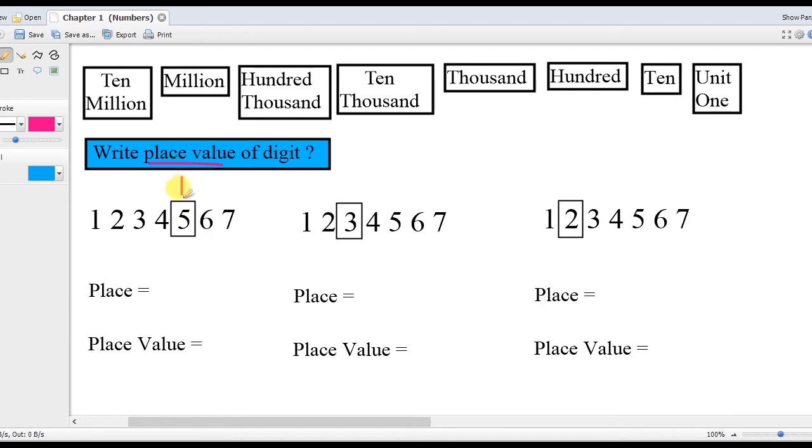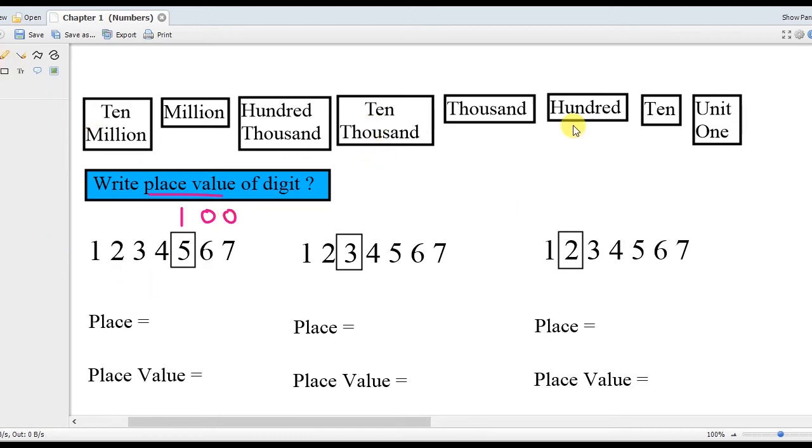Now look, how many digits are there after 5? There are two digits, which are 6 and 7. So write two zeros. What number is it? It is 100. So the place of this digit is 100, right? If you look over here, this is 1, 0, 0. What number is it making? 100, and the place of this digit is 100, right?